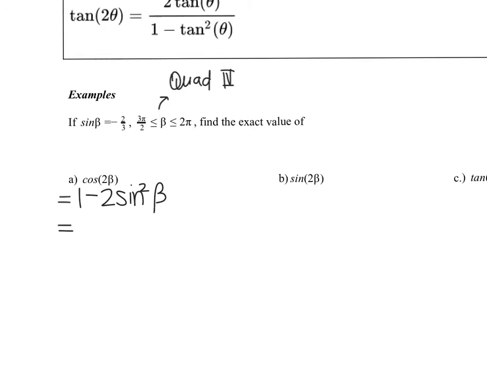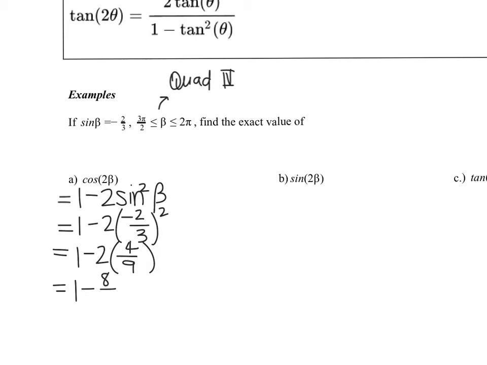Well, we already know sine, so it becomes 1 minus 2 times negative 2/3 squared. So we get 1 minus 2 times, and then negative 2/3 squared is going to give us 4/9. So we're going to get 1 minus, and then 2 times 4/9 is going to give us 8/9. So our final answer, 1 minus 8/9, is 1/9. So cosine of 2 beta is going to be 1/9.